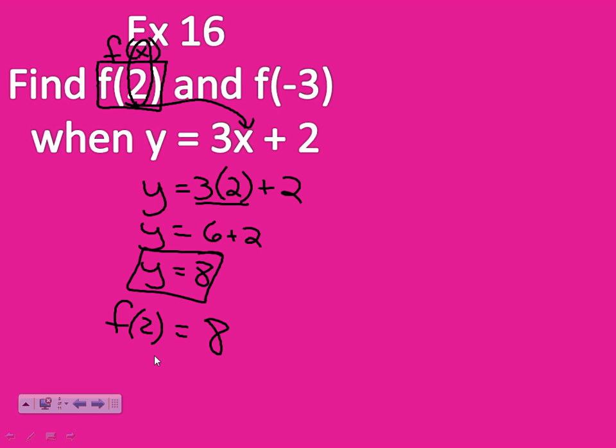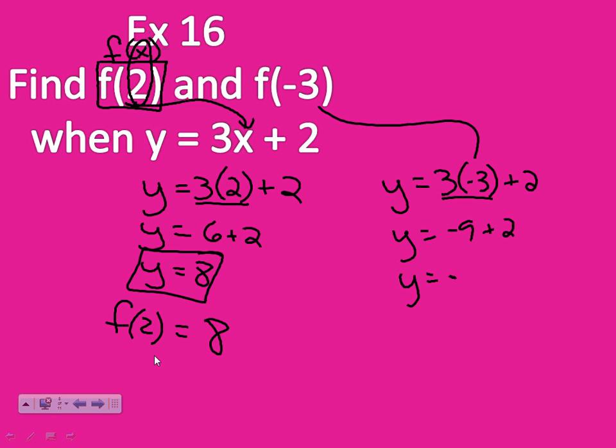Okay, either or. You'll see both. Okay, and then you do it all over again. This time you're going to plug in -3. And so that gives you -9 plus 2. So y equals -7. So f at -3, when you plug -3 in for x, the output you get is -7. Okay? You tell me this. How can you put this in your calculator?